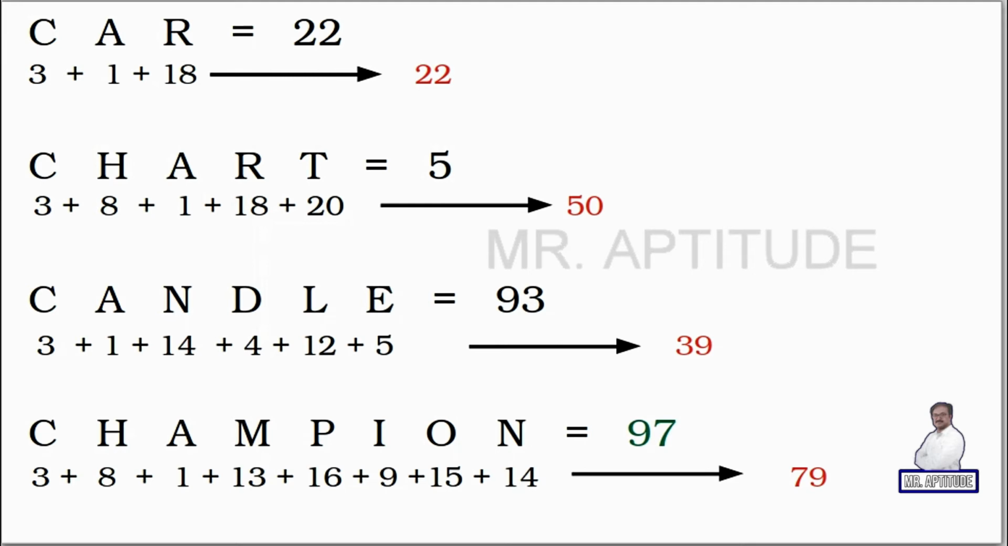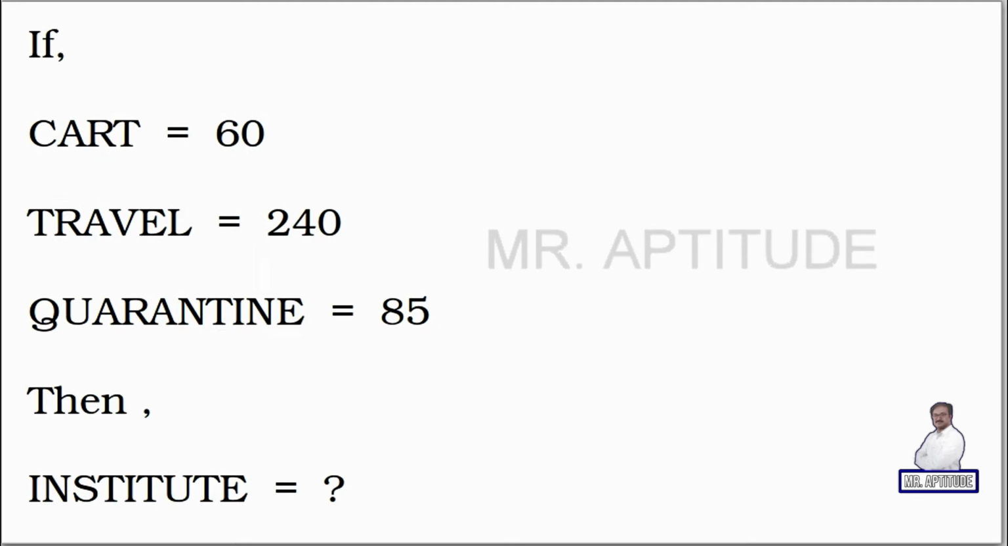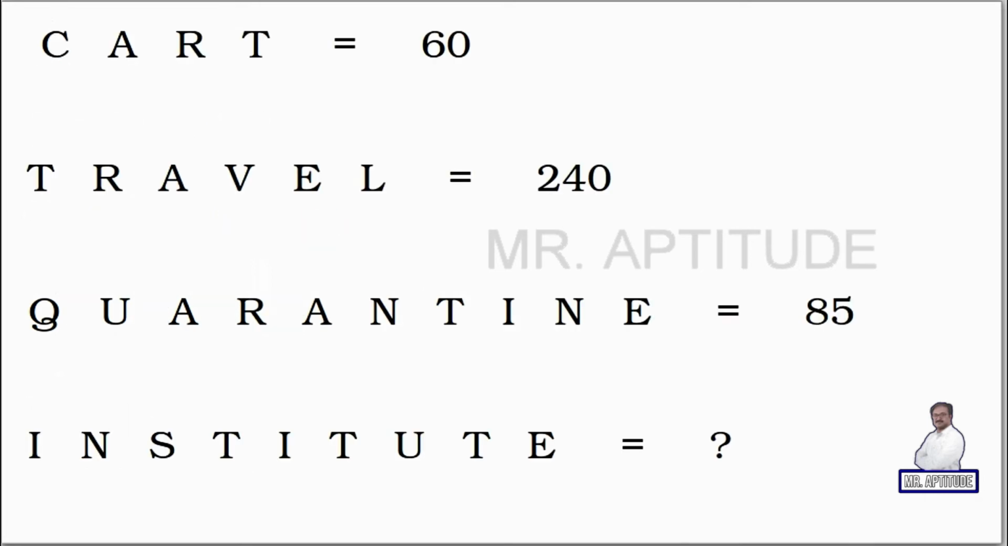Now let us look at the next question. If cart equal to 60, travel equal to 240, quarantine equal to 85, institute equal to what? Let us see now. Is 60 a multiple of 4? Why 4? The number of letters present in the word cart. As there are 4 letters present, is 60 a multiple of 4? Yes. Travel: if you look at the word travel, the number of letters present is 6, and you are given 240. 240 is a multiple of 6.